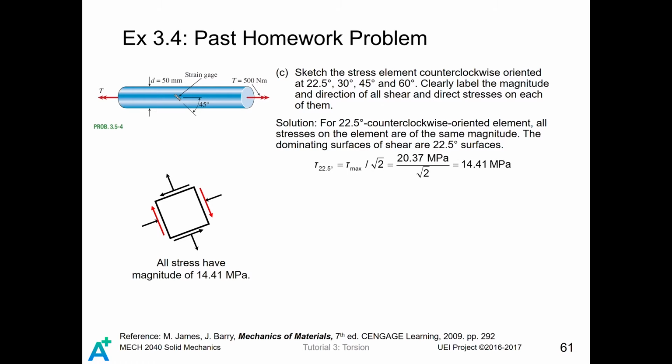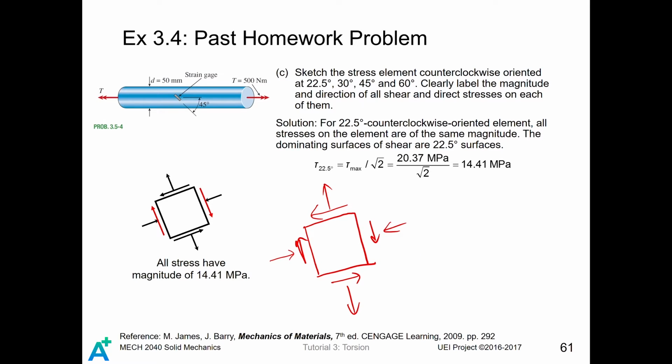Next, we need to sketch the stress element counterclockwise oriented at 22.5 degrees, 30 degrees, 45 degrees, and 60 degrees. Firstly, let's consider a 22.5 degrees counterclockwise oriented element, which is like this. For the positive torque, the shear stress is on the left hand side and the right hand side is like this. Therefore, we can say that the stresses on the two dominating surfaces are like this, and we can sketch the rest of them. Besides, since it is a positive torque, the direction of tensile axial stress is like this. Therefore, we can determine the direction of those two forces, the axial tensile stress on this stress element. Finally, we can draw the rest of them.